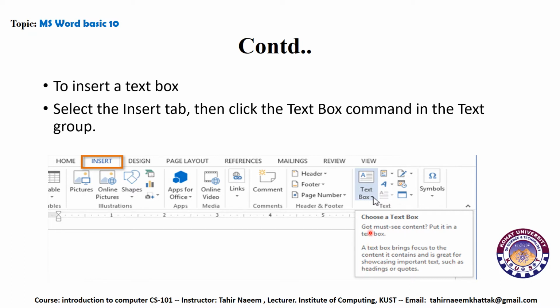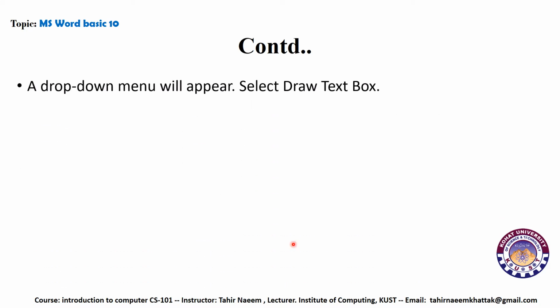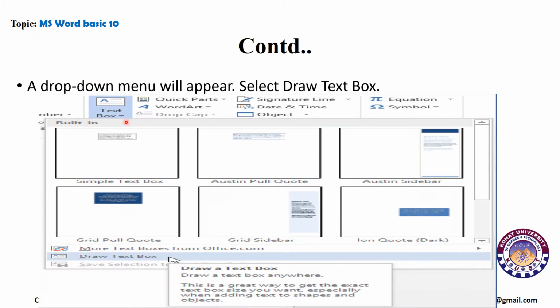or any other things which we want to draw the attention of the reader. We can also use the text box if we want to move text from one place to another place, so we simply have to move the text box. A drop-down menu will appear. Here we will select draw text box. Whenever we click on text box, these options appear before us. These are the built-in text boxes.